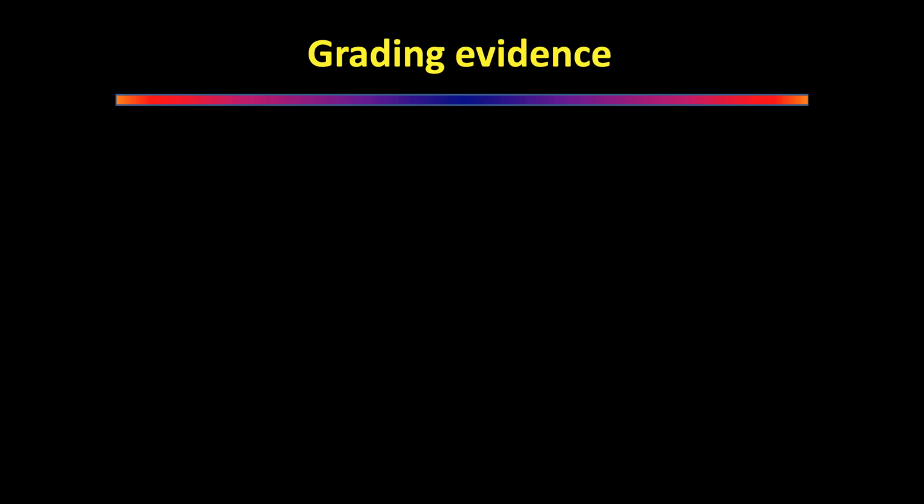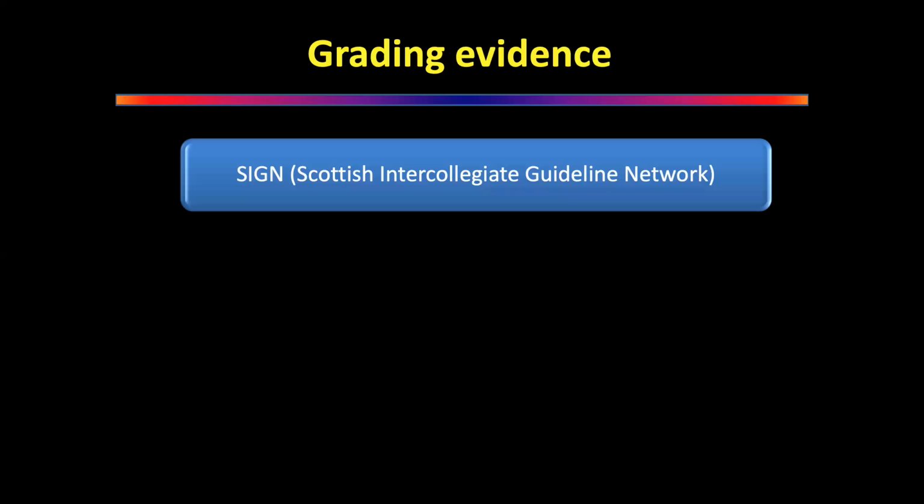Whose network is that? Have you heard of SIGN? Have you heard of this word? Scottish Intercollegiate Guideline Network. This is the most standard one used in the UK. So that's the first one you should say. There are many. You can say any one of them. It's not a problem. There are many ways how evidence is graded. But in the UK, we commonly talk SIGN, Scottish Intercollegiate Guideline Network.